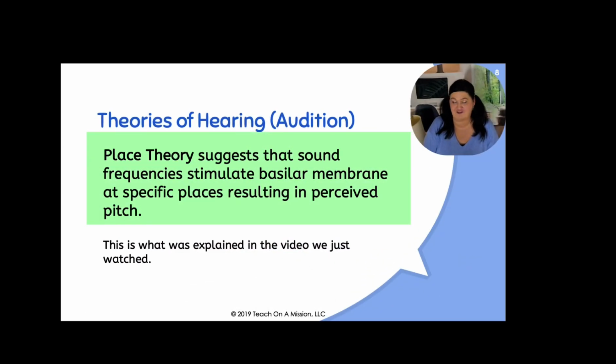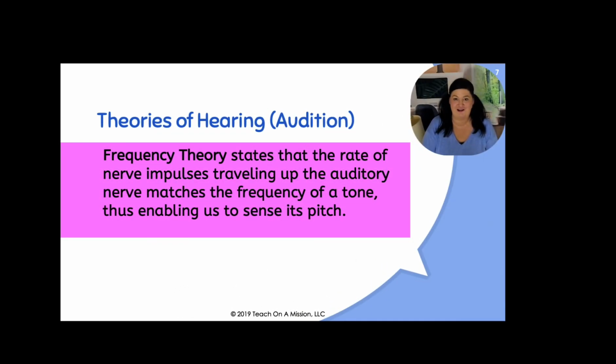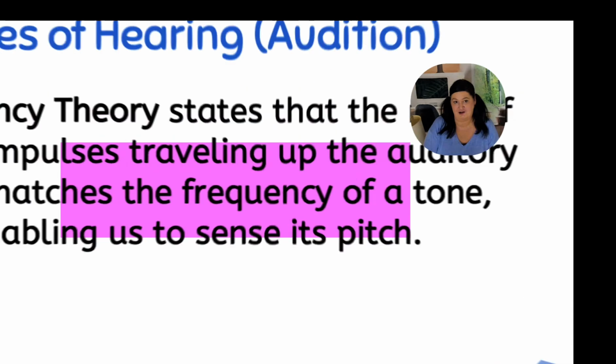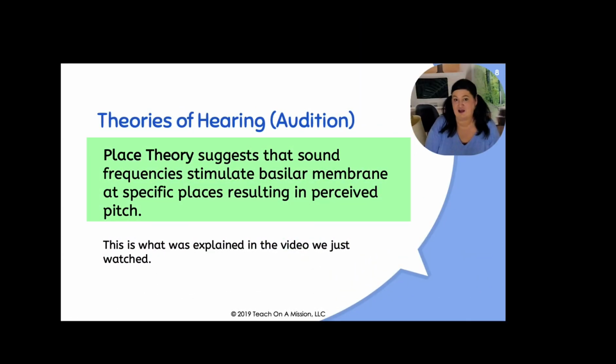Our other theory is place theory, which is what we just saw in the video. Place theory suggests that hair cells at different parts of the basilar membrane perceive different pitches. Frequency theory, again, is the idea that the number of waves determines the pitch, and how fast or how slow the hair cells are moving is the pitch that we then end up hearing. Place theory, again, is certain hair cells perceiving certain pitches.